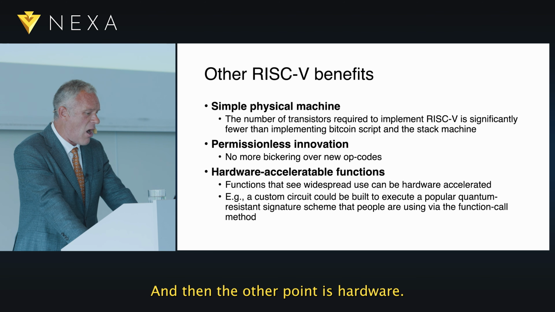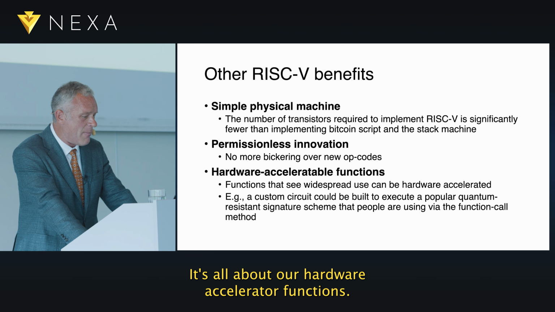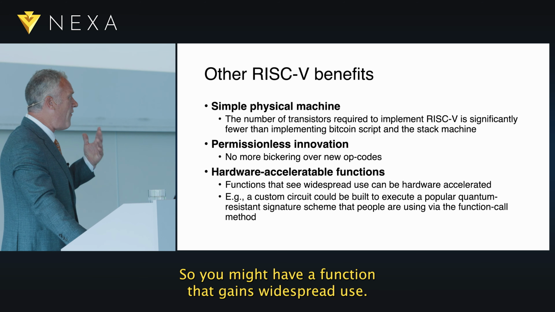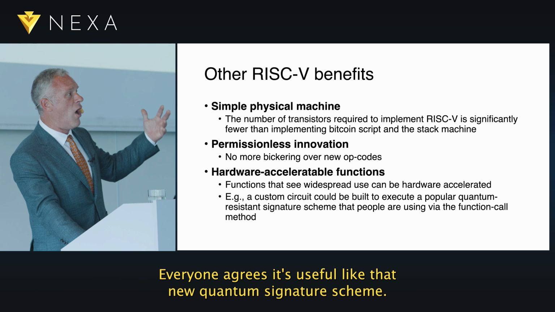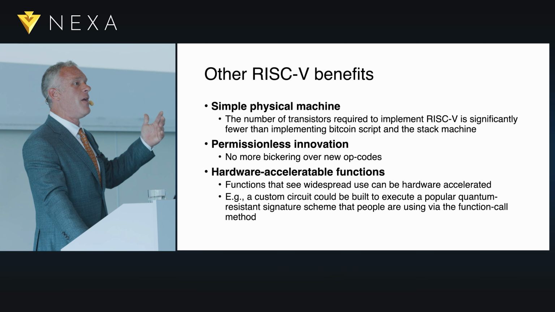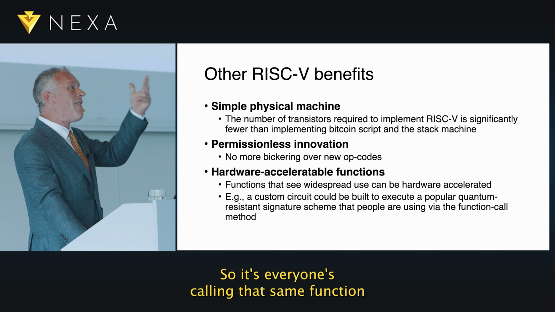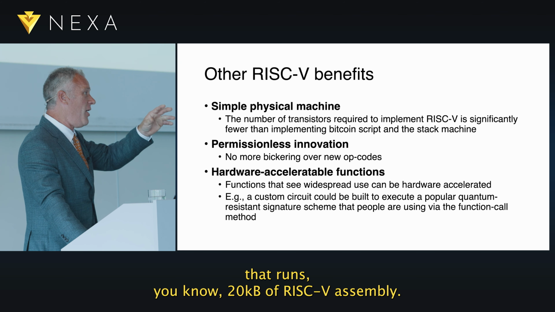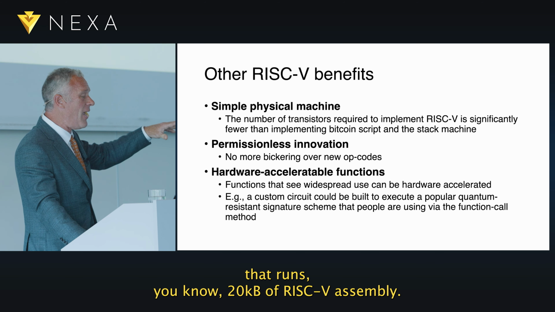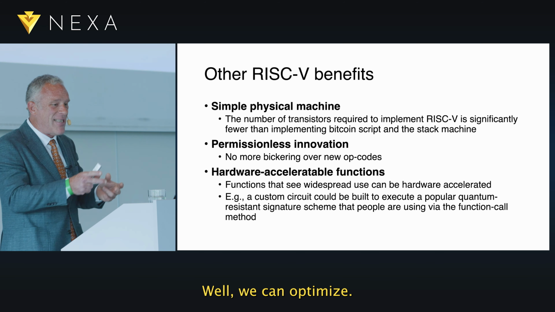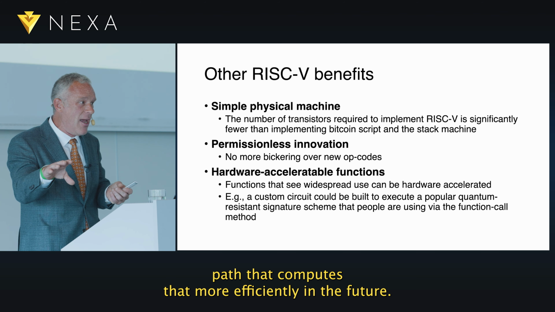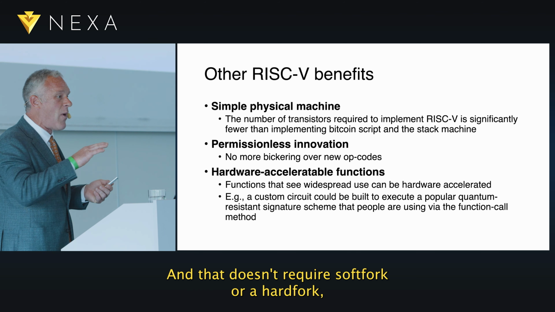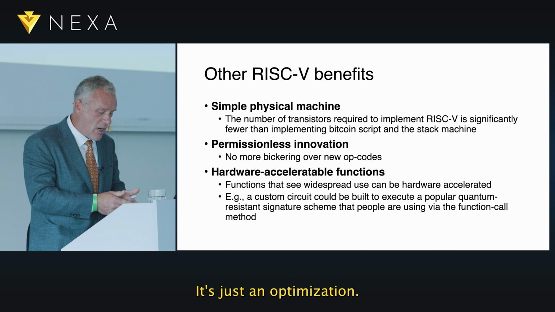The other point is hardware acceleratable functions. You might have a function that gains widespread use. Everyone agrees it's useful, like that new quantum signature scheme. If everyone's calling that same function that runs 20 kilobytes of RISC-V assembly, well, we can optimize that and create a secondary hardware path that computes that more efficiently in the future. And that doesn't require a soft fork or a hard fork. It's just an optimization.